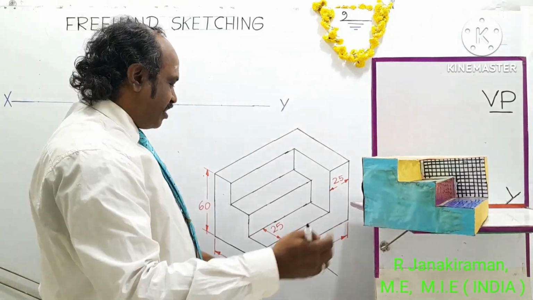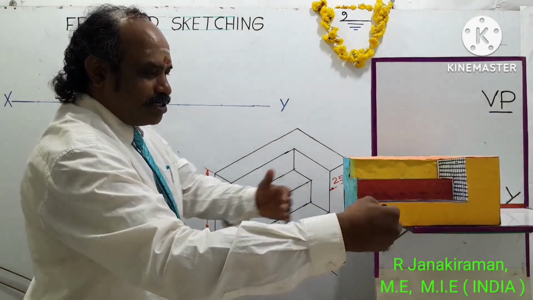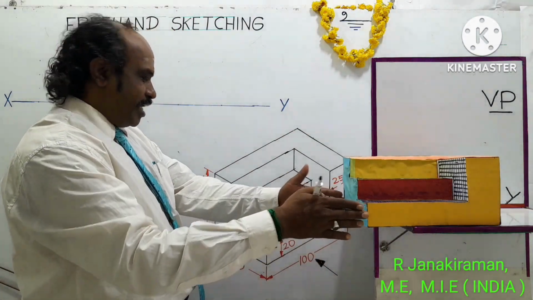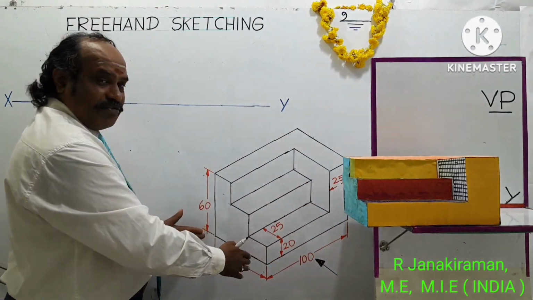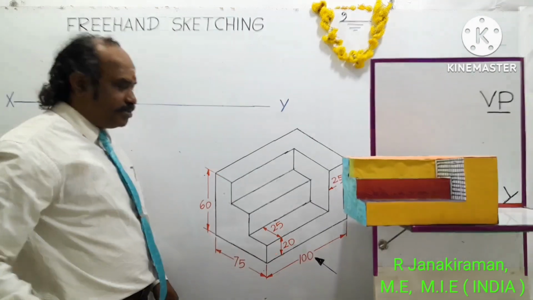The overall height of the object is given as 60 mm, that corresponds to this height. The length of the object is given as 100 mm, that is 10 centimeter. This corresponds to the length of the object, 100 mm. And the breadth of the object, as in the reference diagram, is given as 75 mm, 7.5 centimeter. That corresponds to the breadth of the object.